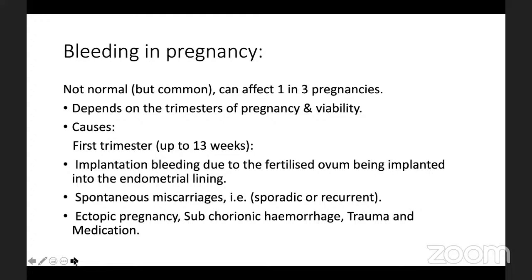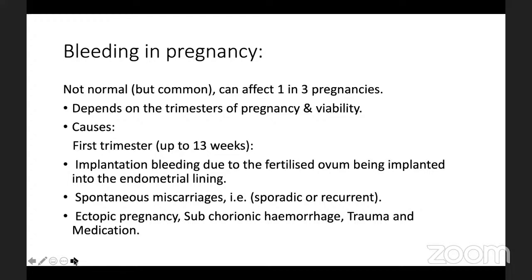Then ectopic pregnancy, because of the endometrial shedding, even though in ectopic pregnancy also the patients might not bleed, but some would spot or bleed a little bit because the endometrium is shedding. Then you can have a subchorionic hemorrhage, trauma, and also medication that can cause bleeding in pregnancy if the patient was not counseled properly about which medications to take and which ones not to take in pregnancy. So this is early pregnancy.